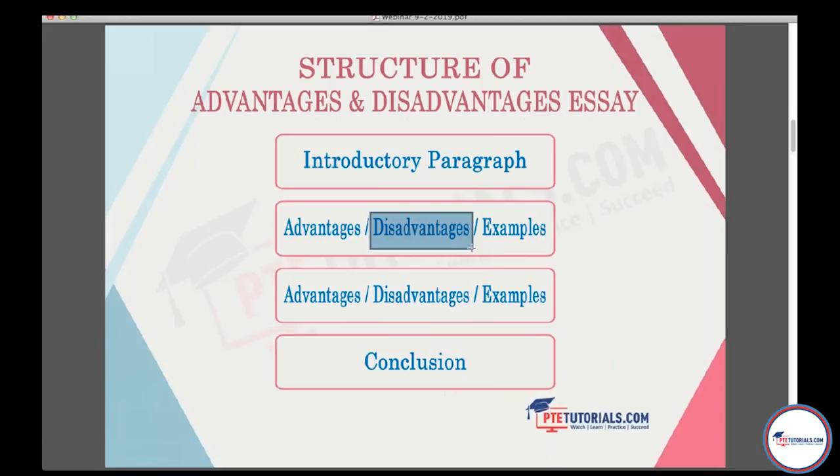What will be the examples? For example, tobacco or early child marriages have many more disadvantages than advantages. So what will be your body para 1? It will be about disadvantages, but not advantages. And there are so many advantages and disadvantages, you can select among them and try.